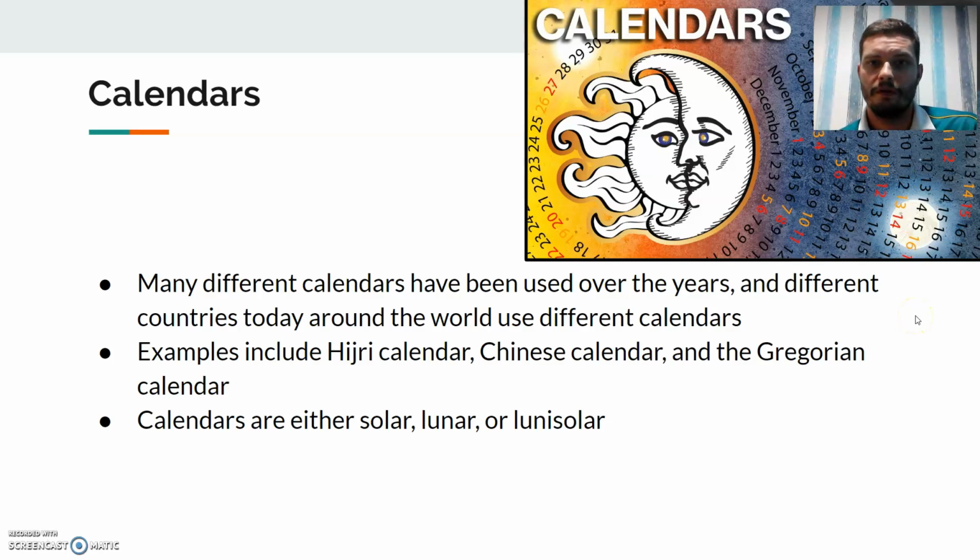So as you should have learned in the video, there are many different types of calendars around the world, and different calendars are based on different things. Specifically, we have lunar, solar, and lunisolar calendars. We'll talk about each of those individually. Some examples include the Hijri calendar, which is a lunar calendar, the Chinese calendar, which is a lunisolar calendar, and the Gregorian calendar, which is the calendar that we use in Thailand, or one of the calendars that we use in Thailand. And that one is a solar calendar.